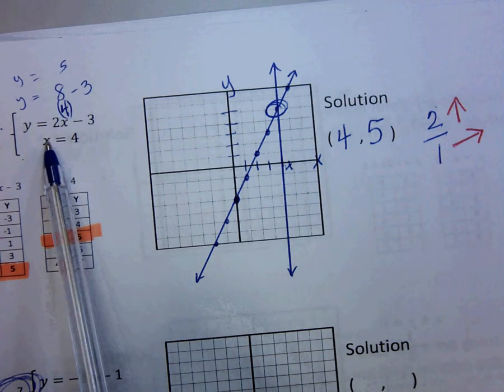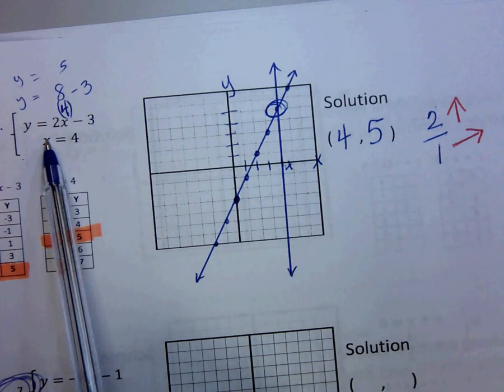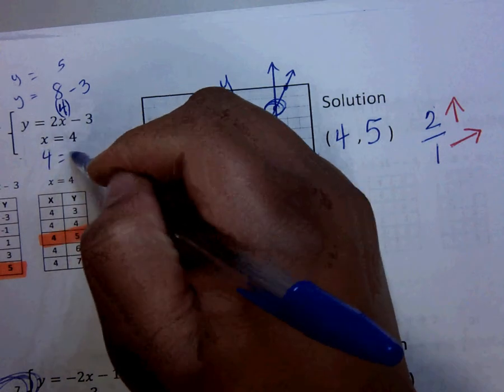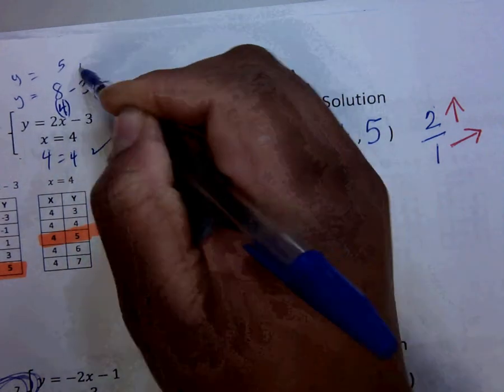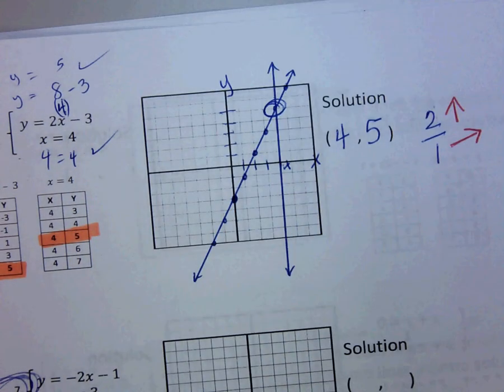This one says x equals 4, so plug in the x. X is 4. So does 4 equal 4? It works for both of them. That's more verification that this is the solution.